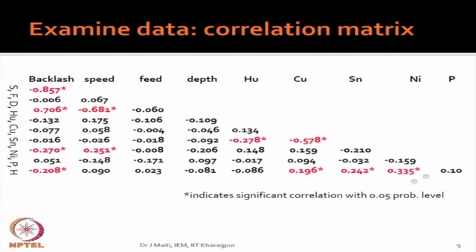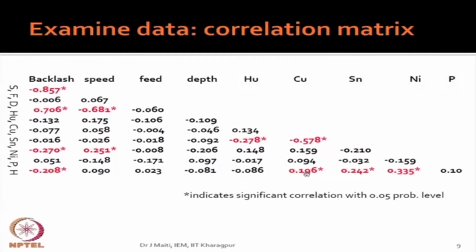From the correlation matrix, another important aspect you find is that the independent variables are also not perfectly independent, because there are some correlations between the independent variables which are also significant. For example, speed versus depth of cut has a negative significant correlation. Similarly, speed versus nickel has a positive significant correlation. Humidity vis-a-vis silicon has a negative correlation, and copper vis-a-vis silicon has a negative significant correlation. Similarly, copper vis-a-vis hardness, this correlation is there.